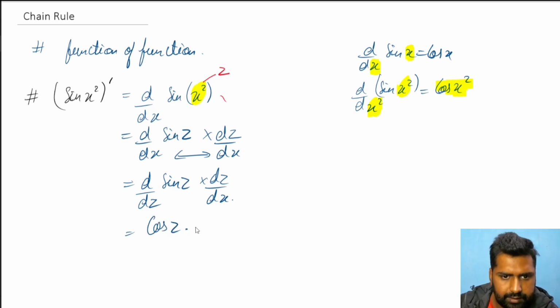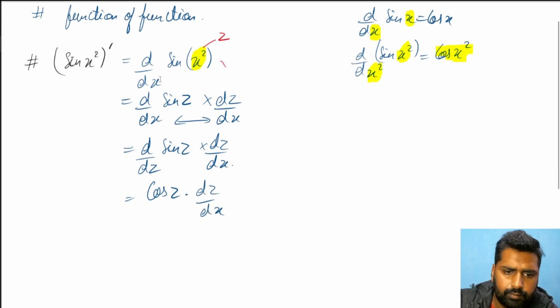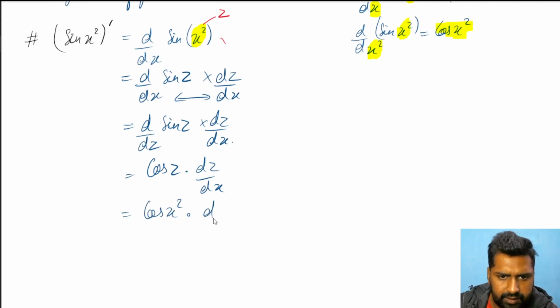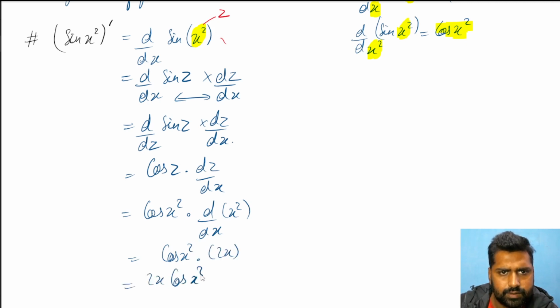Cos z, and in multiplication what do we get? dz/dx. Let's replace the value of z. What was z? x square. So cos x square into d/dx of x square. So we get cos x square into 2x, so basically 2x cos x square.